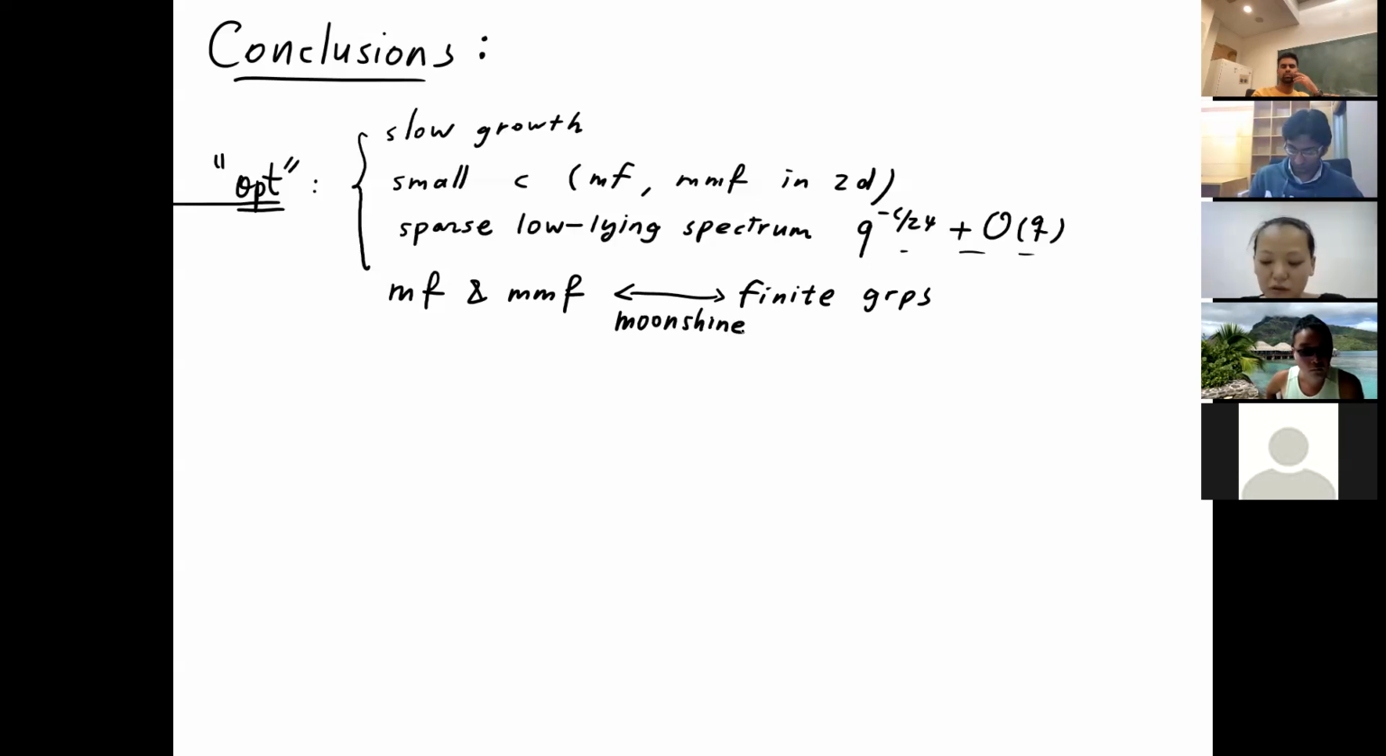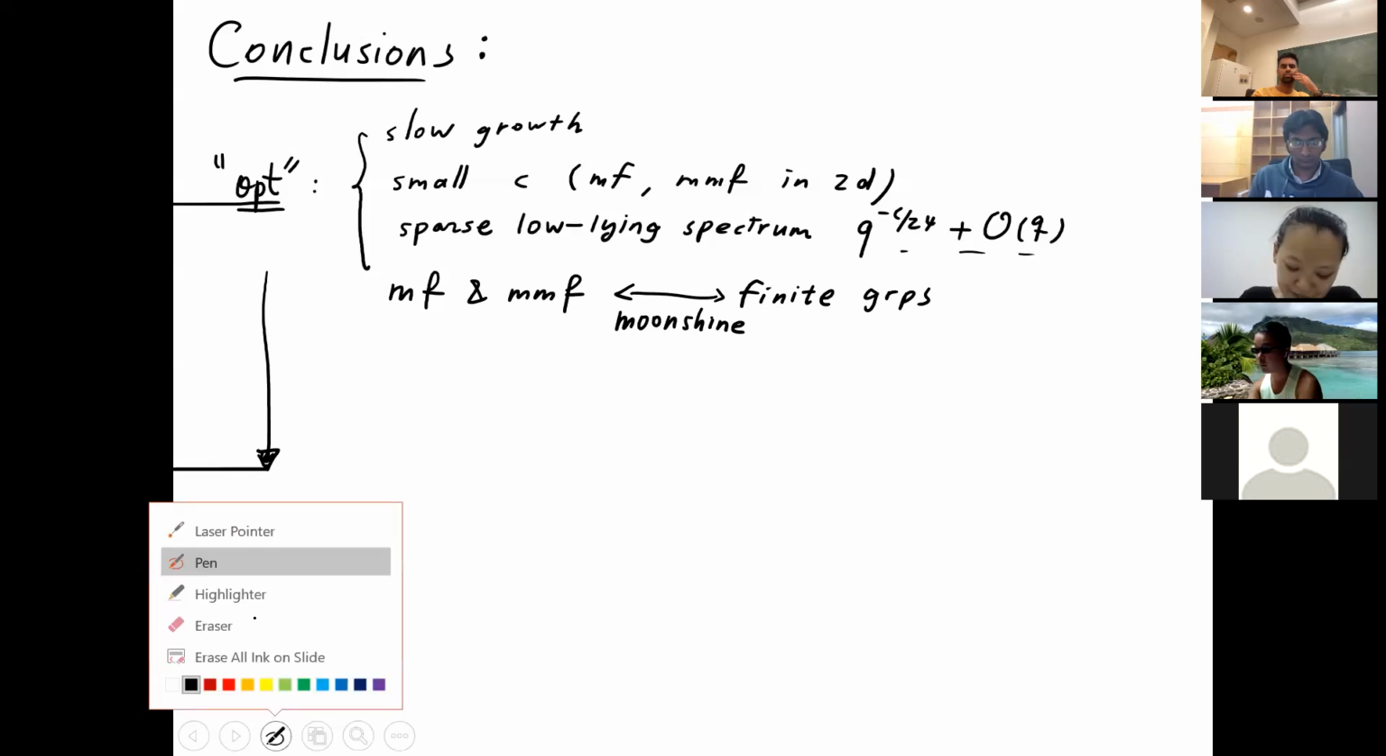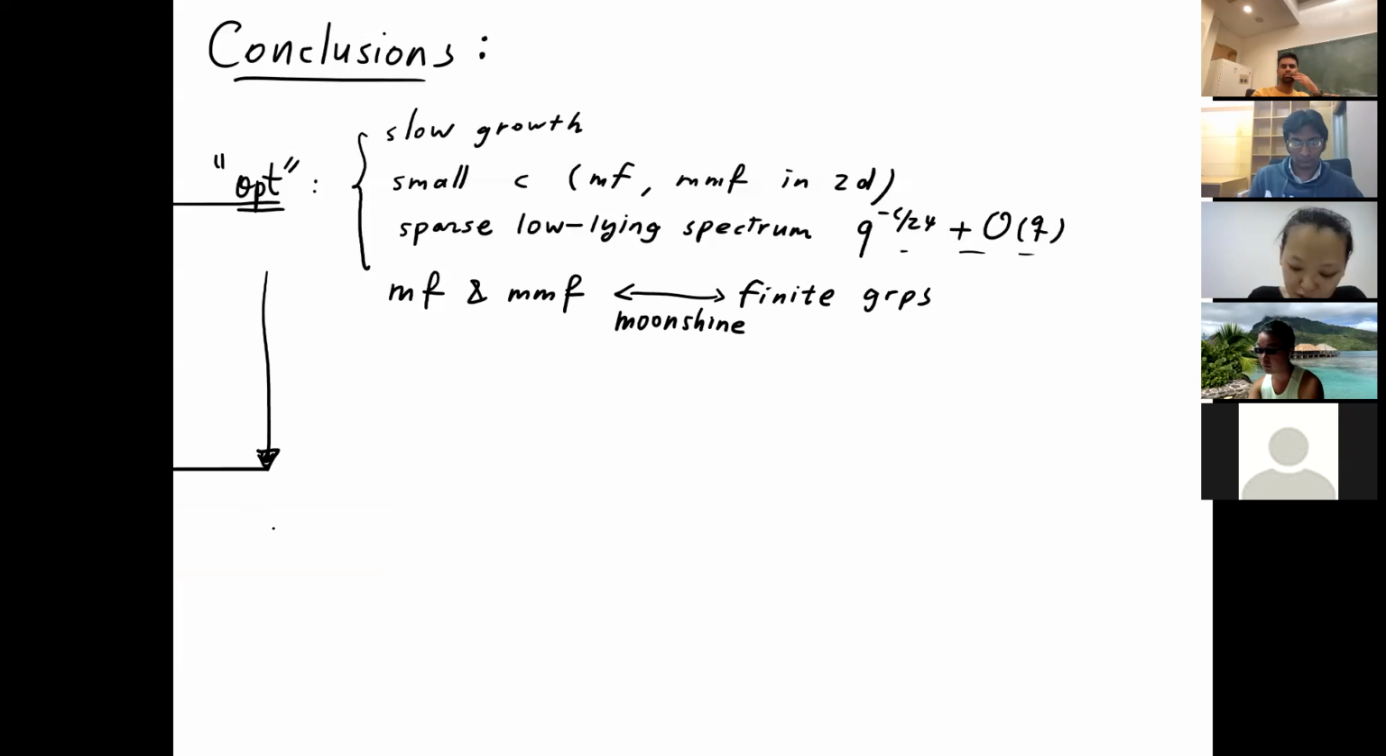Okay, so to describe behavior near the cusps, we are naturally led to the definition of, oh my God, my pen is acting up. Sorry. Sometimes it happens, I don't know why.